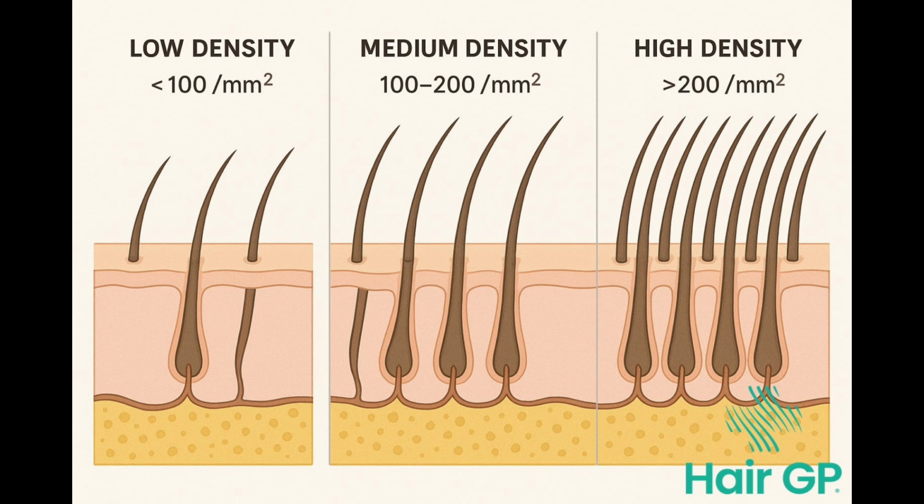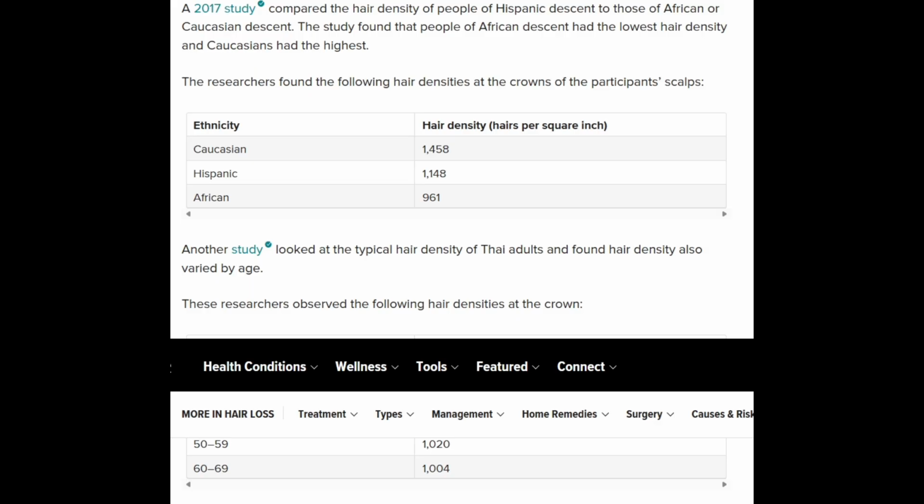According to healthline.com, hair density refers to how many strands of hair you grow per square inch of your scalp. Based on a study done in 2017, we saw that when comparing three different groups of people, Africans had lower density. And a second study showed that as we age, our hair density can vary, but this was specific to Thai adults. So I don't know if this would apply to the African diaspora.